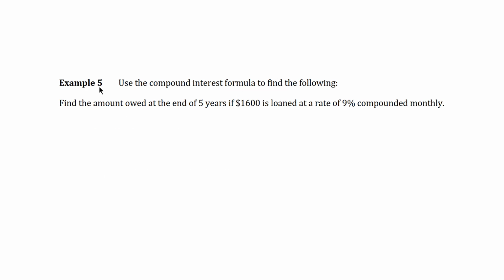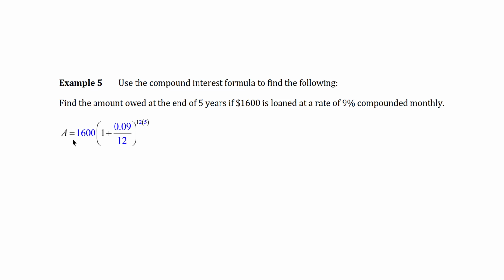In example number 5, use the compound interest formula to find the following. Find the amount owed at the end of 5 years if $1,600 is loaned at a rate of 9% compounded monthly. To solve this problem, we just use the compound interest formula and plug in the values for P, R, N, and T. The value for P is going to be $1,600. The value for R is going to be 9% or 0.09. The value for N is the number of compoundings per year, which is monthly or 12. The value for T is 5.